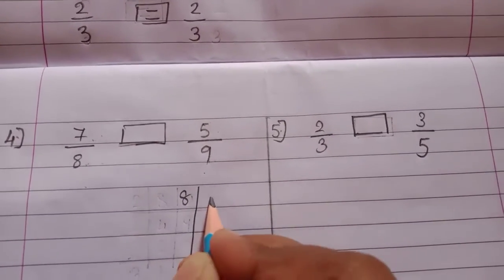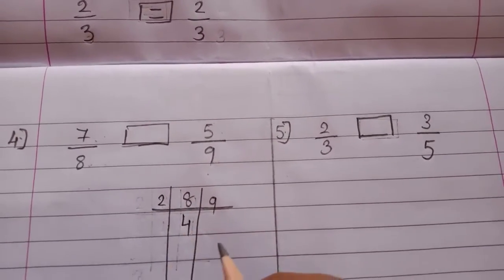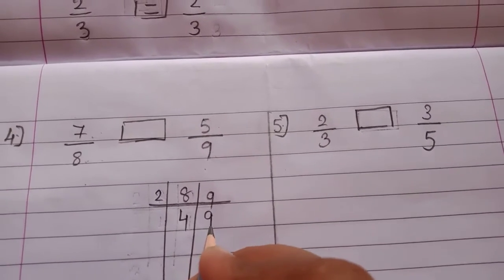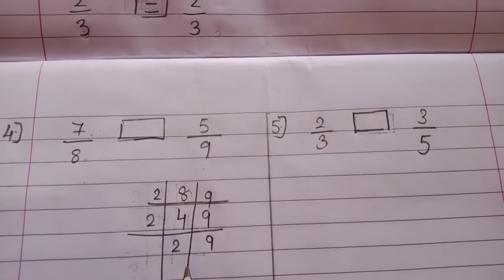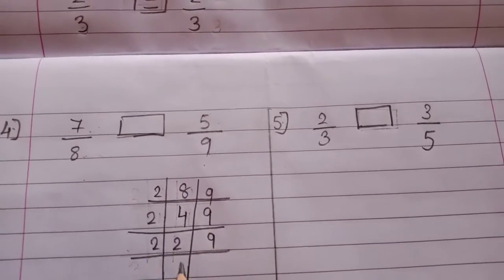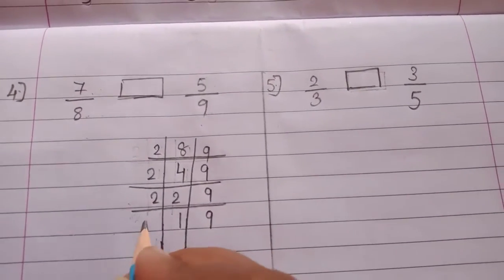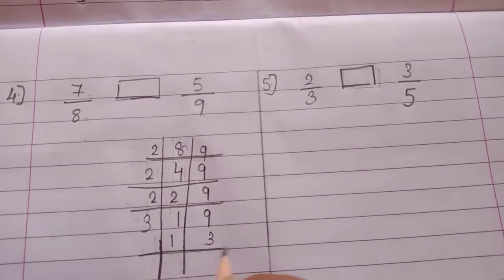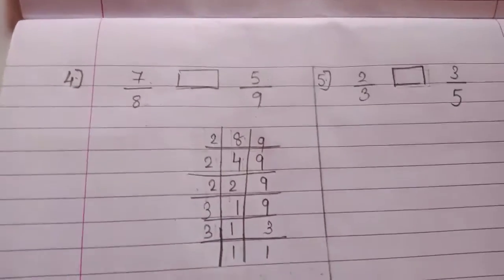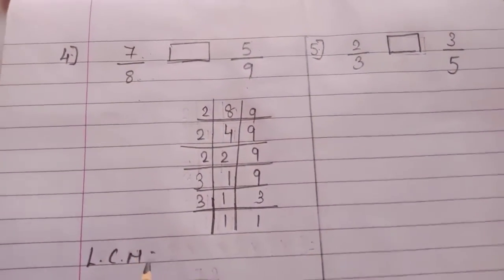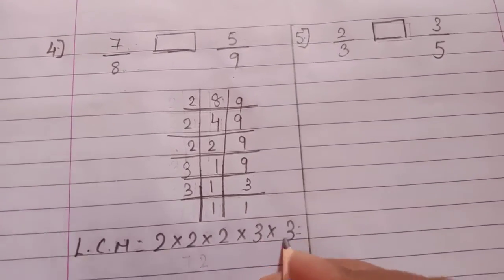So 8 and 9. 8 will come in the 2 table, 2 fours are 8. Will 9 come? No, so we carry it down as it is. In the 2 table will 4 come? Yes, 2 twos are 4. Again 9 we carry down. Now 2 ones are 2. Now 9. Now we will move to the 3 table. In the 3 table will 9 come? Yes, 3 threes are 9. Then 3 ones are 3. So LCM equals 2 multiplied by 2 multiplied by 2 multiplied by 3 multiplied by 3.